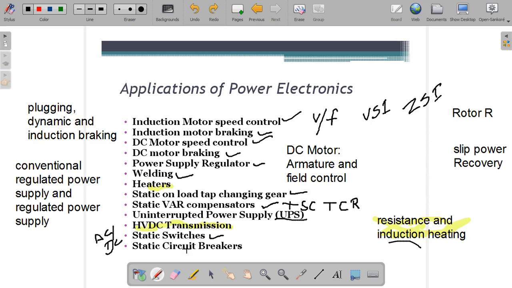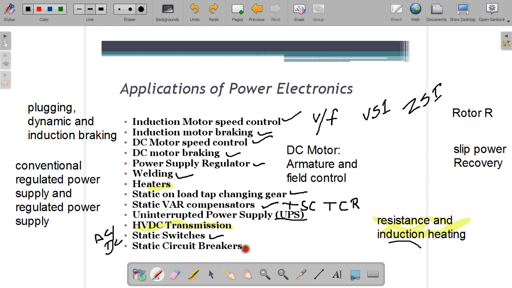It acts as a relay for AC and DC circuits. If the input is AC, AC static switches are used, while if the input is DC, DC static switches are used. Switching speed of AC switches depends upon the supply frequency, while switching speed of DC switches depends upon the commutation circuitry used.